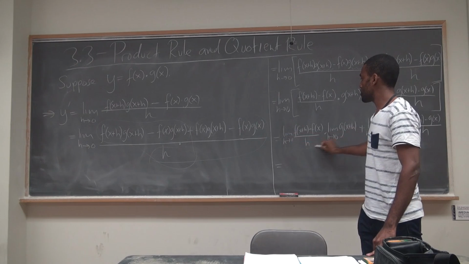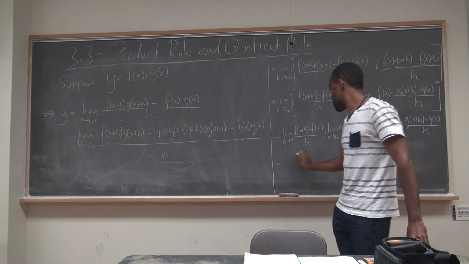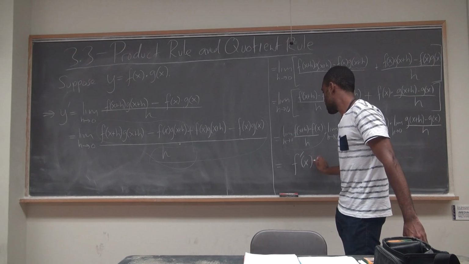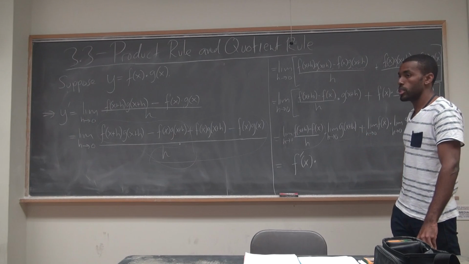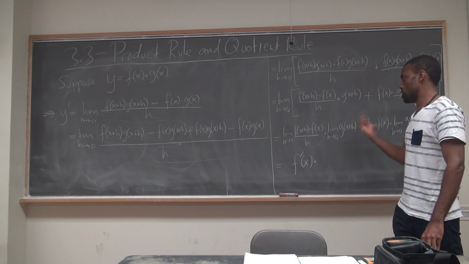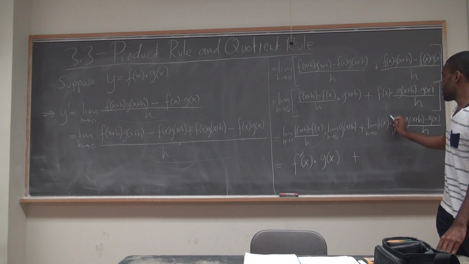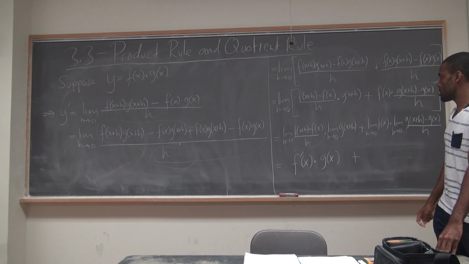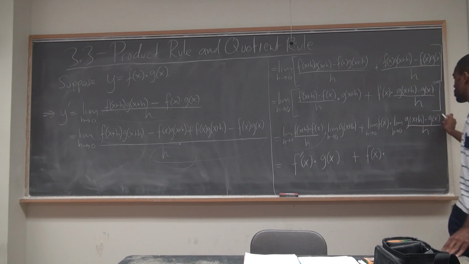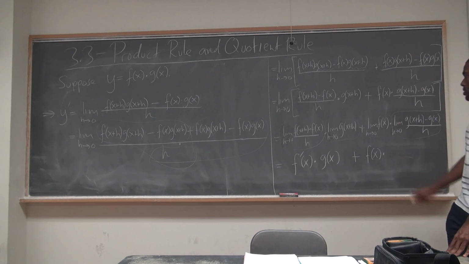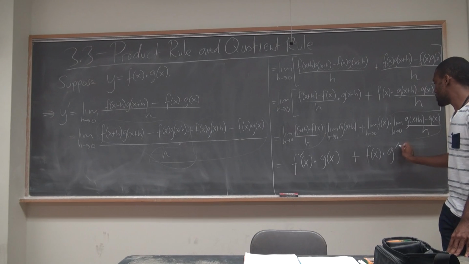What's this guy? That's the derivative function. That's the derivative of f. That's f prime of x. What's this guy? Limit as h goes to 0 of g of x plus h. Just g of x. Plug in h equals 0. Plus this guy. Limit as h goes to 0 of f of x. Just f of x, because there is no h there. Times, what's this guy? That's actually the derivative of g.